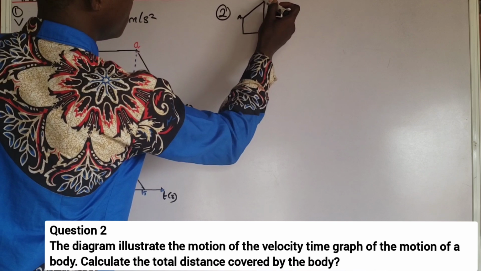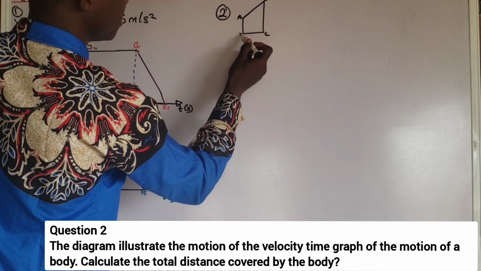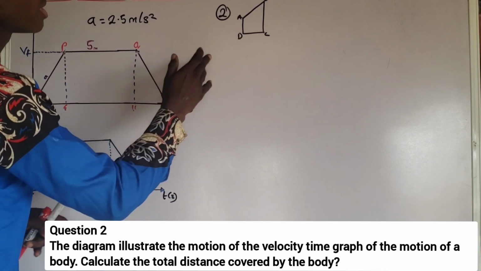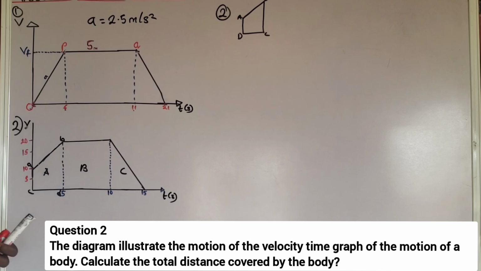A, B, C, D. Do you understand? If you didn't understand, listen to the explanation again. It's simple, okay? Now, you can see the shape that you have here. What is the name of the shape? The name of the shape is a trapezium, you understand?